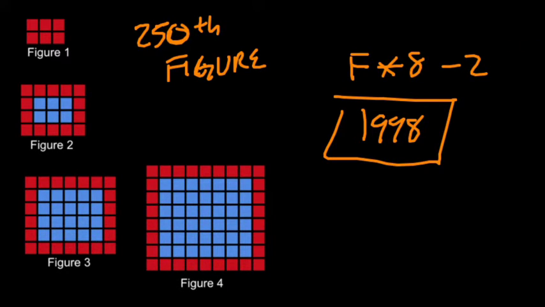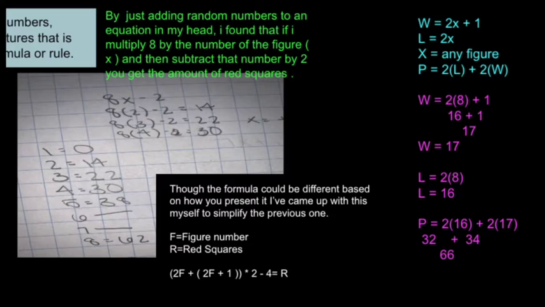Now, let me look at some of the others. This particular direct formula is probably the most efficient formula that we would come up with. And next week, I'm probably going to show you how to come up with it. But let's look at the other ones that some people came up with, because while they might not be as efficient, I think they're clearer. It's clearer what the connection is to the rectangles. Two people, these formulas are very similar. One of them is using the letter F to represent figure number. One of them is using the letter X to represent the figure number. One of them is using the letter R to represent red squares. The other person is using the letter P to represent perimeter.